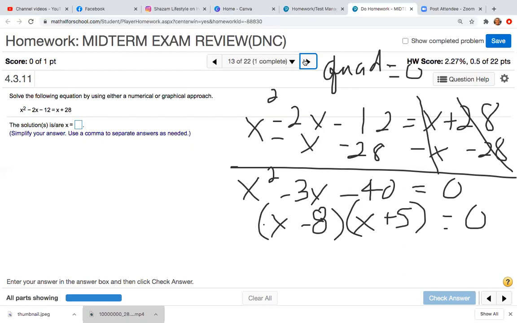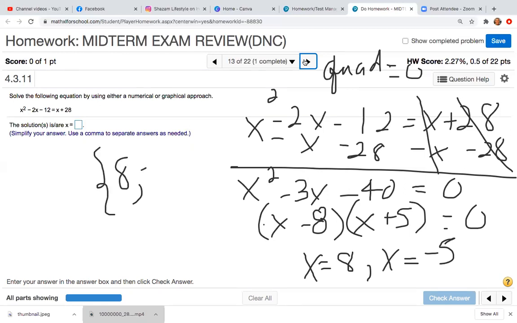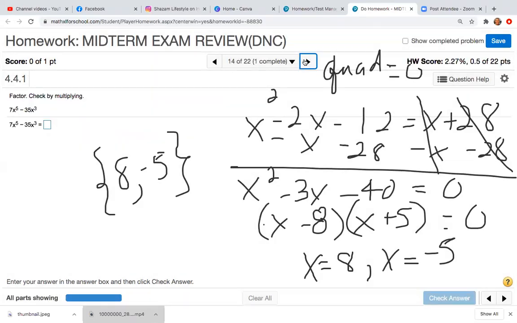So you want to set each factor equal to 0 and solve. Or just ask the question, what number minus 8 makes the first parenthesis 0? Positive 8. What number plus 5 makes the second parenthesis equal to 0? Negative 5. So you're ending up with two solutions. Either x is 8 or x is negative 5, guys. Here are your two solutions. These are the numbers that would make the equation true. All righty.